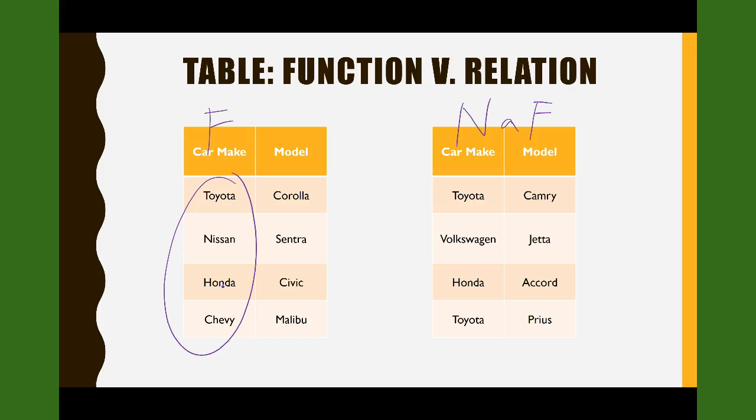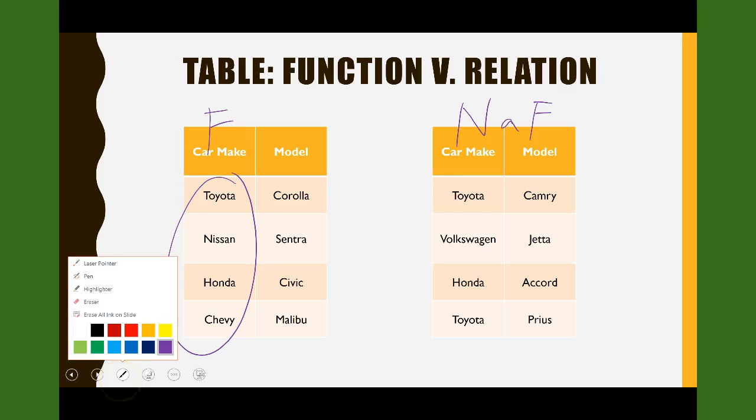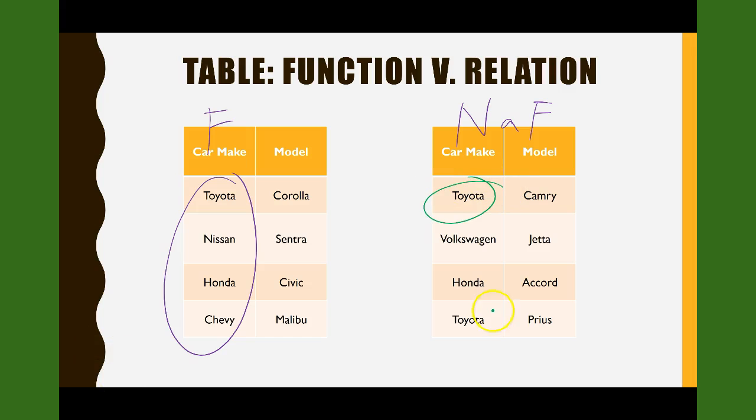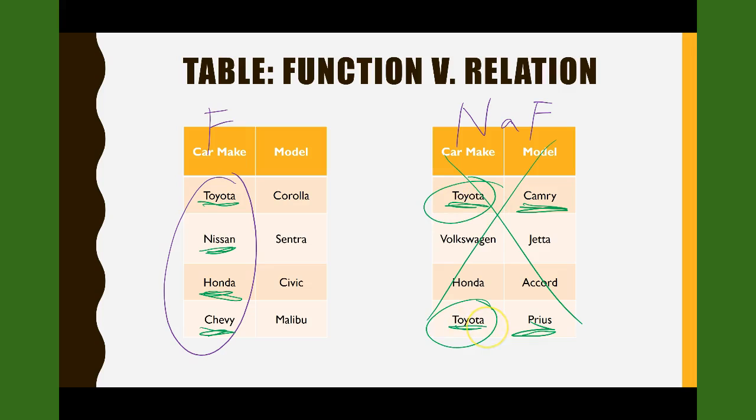And then if you pick Chevy, the output is Malibu. Whereas if it's not a function, here's the problem. Say my input is Toyota. The problem is there's two outputs for Toyota, and therefore this table does not represent a function. And the shortcut is you just pay attention to the inputs. Is there an input that repeats? Okay, in this one they're all different. The inputs are all different, that's why it is a function, whereas in this right example, Toyota repeats as an input, and thus it makes the table not a function.